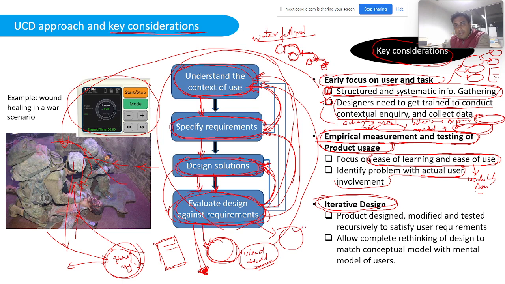For service-based companies where there's a client and you need to deliver something within time, you'll probably be able to do one or two iterations of this process; you cannot work on it indefinitely. So in iterative design, the product needs to be designed, modified and tested recursively to satisfy user requirements, and you should also be ready to allow complete rethinking of the design if the conceptual model that the designer develops does not match the mental model of the user. Okay. Clear?